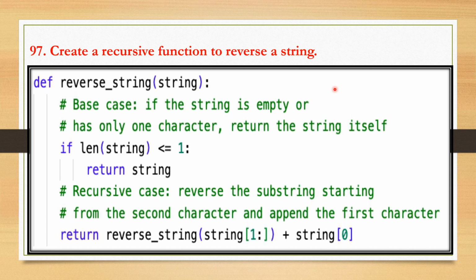The next program is to create a recursive function to reverse a string. So here the reverse string function takes a string as an argument. The base case is when the length of the string is 0 or 1. In this case, there is no need to reverse the string, so it is returned as it is. In the recursive case, the function recursively calls itself passing the substring starting from the second character and then appends the first character to the result. The recursive calls continue until the base case is reached and the reversed substrings are concatenated to reverse the entire string, and the function returns the reversed string.